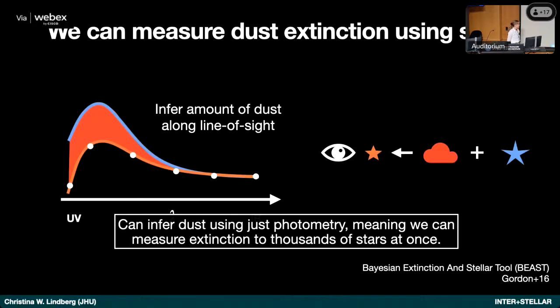And so to do this, I use something called the Bayesian Extinction and Stellar Tool. This was developed by Karl Gordon here at the Institute. We'll be having a session on this on Friday during the Hack Day afternoon. So if you're interested in figuring out if you have a data set that could be modeled and analyzed in a similar sense, please stop by and ask us some questions.